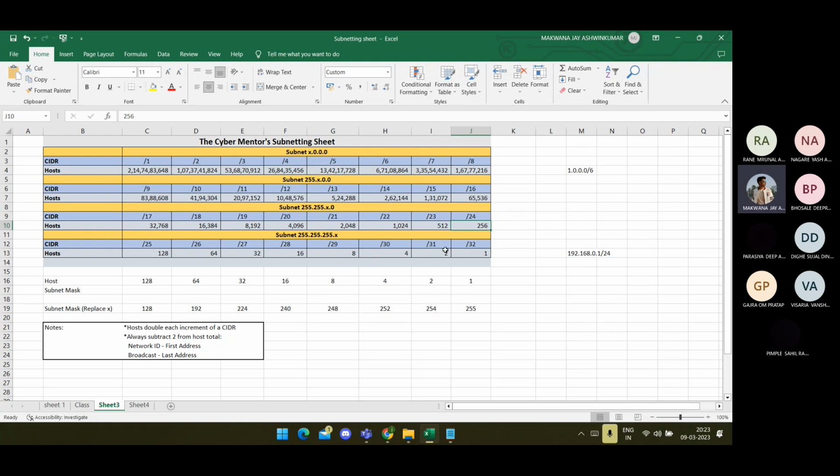Now how to make this table? I will just write this table as 1, 2, 3, 4 till 8, till 32. You just have to make these three octets. You don't have to write the number of hosts.